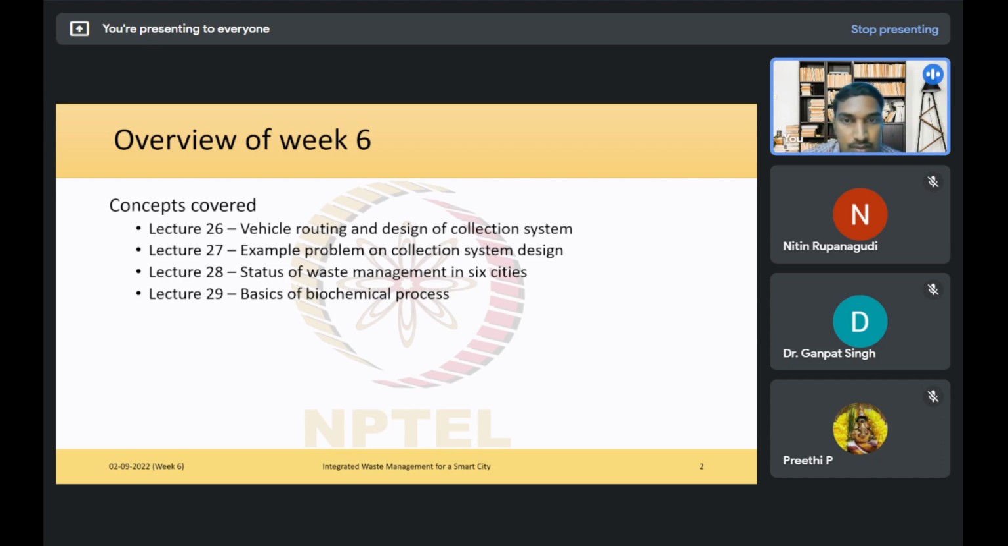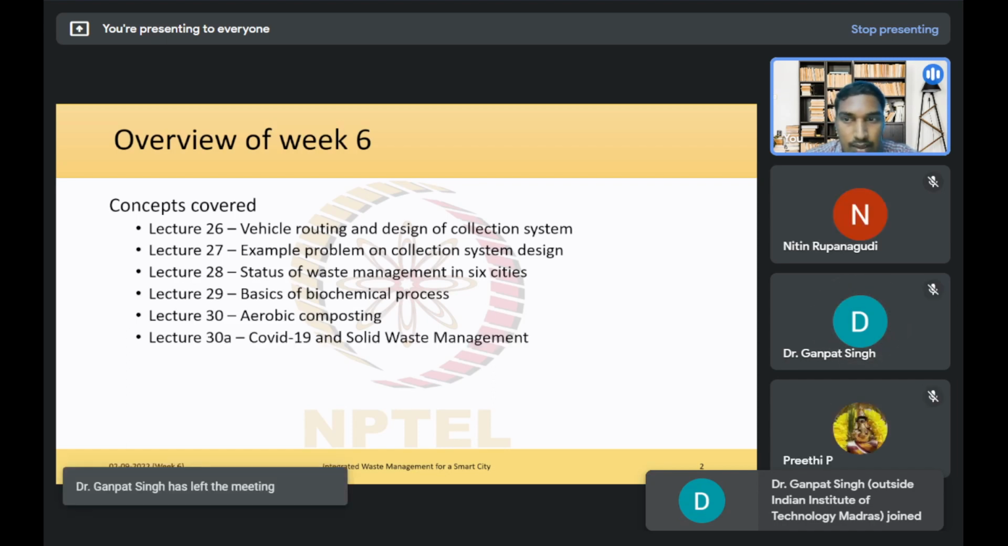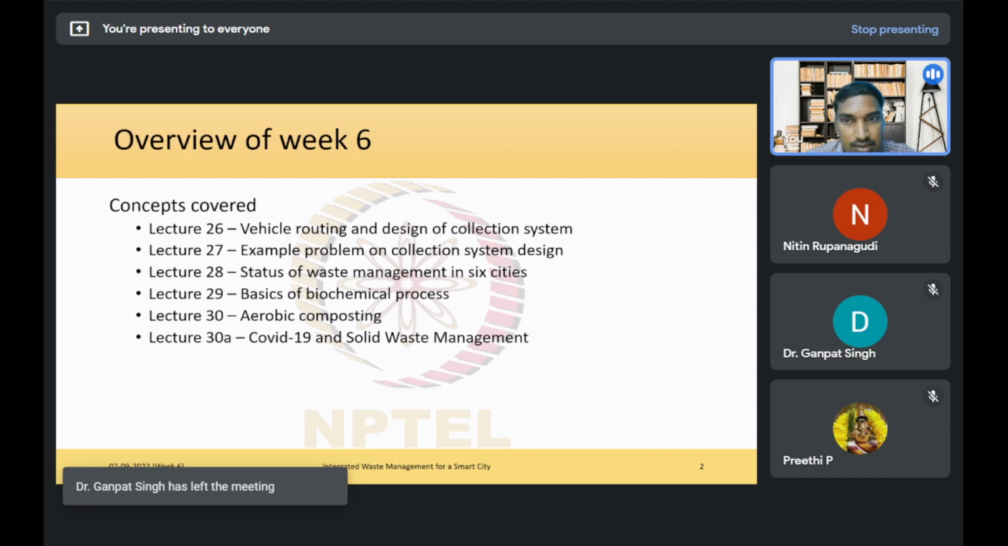Then in lecture 29, we looked at the biochemical process, which is basically how we convert the organic fraction in solid waste into a stabilized form with the help of microbes. We looked at the aerobic process, which is the composting process, and then the anaerobic process or the fermentation process. Then we looked at aerobic composting in detail, and then we had two additional lectures.